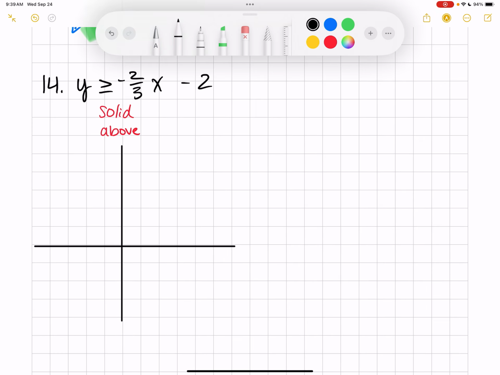All right, so I have a point at negative 2 on the y. And then what does my slope tell me that I need to do? You go down 2, right 3. Yep, down 2, right 3. Or, up 2, left 3. This is solid, so I can just connect my dots. Good job. And then you shade everything above. Yep, shade everything above.